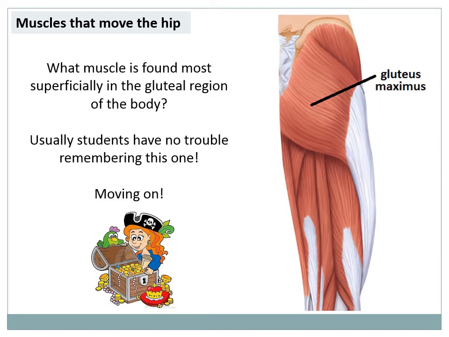So now we're looking on the back side of our body. We're looking at the butt region here. So what muscle is found most superficially in the gluteal region of the body? Yeah, we find the gluteus maximus here. So the gluteus maximus is the most superficial gluteal region muscle of the body. Usually students don't have any trouble remembering this one, so we're just going to go ahead and move on. I put a little pirate with their booty down here so you can remember that the gluteus maximus is your booty.